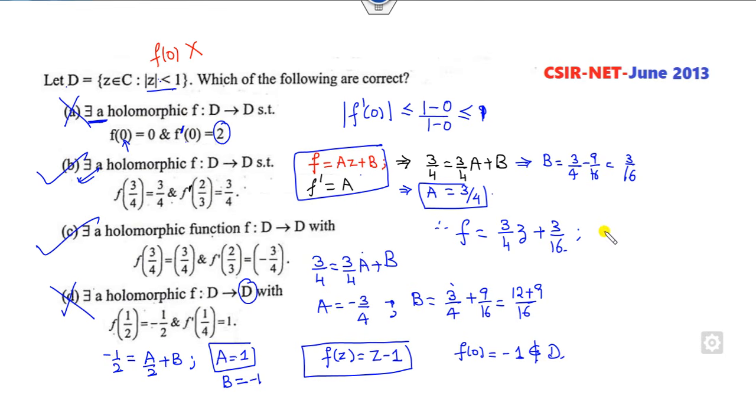In this case, if you look over here, what is f of 0? It is 3 over 16, which is part of this domain. So clearly again this option is satisfied. So the right answers are B and C.